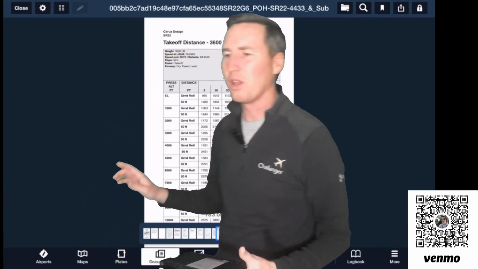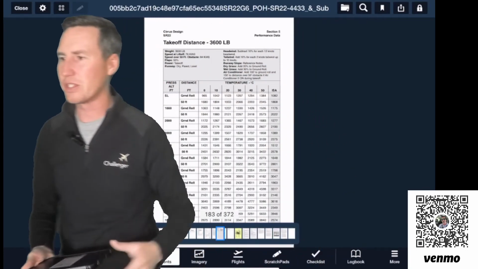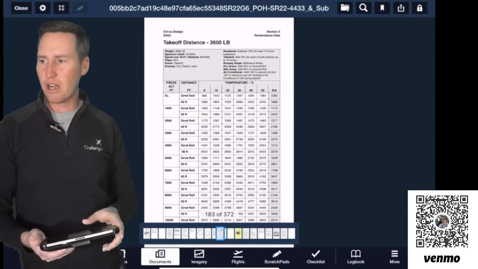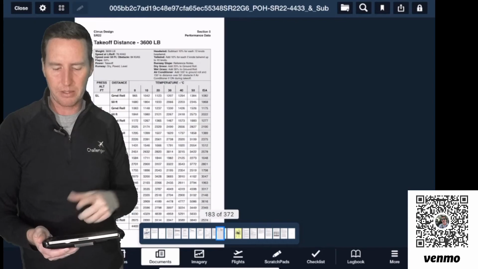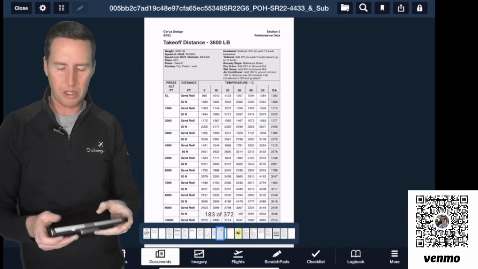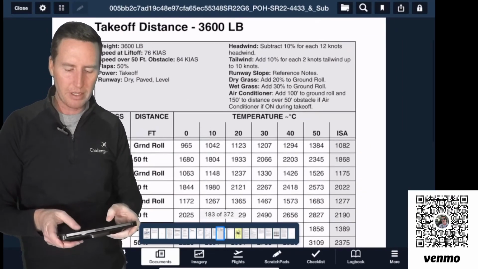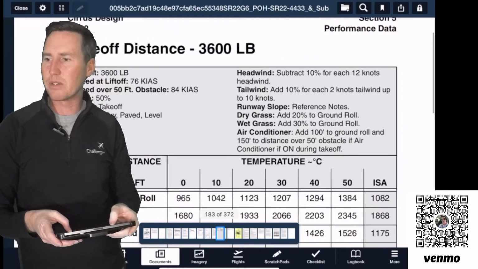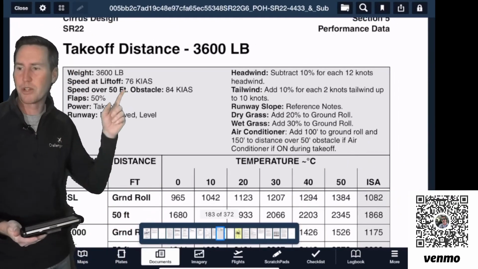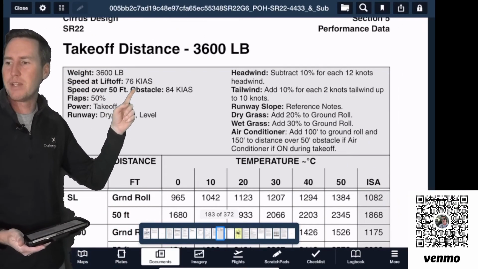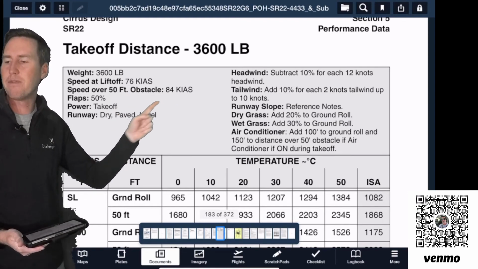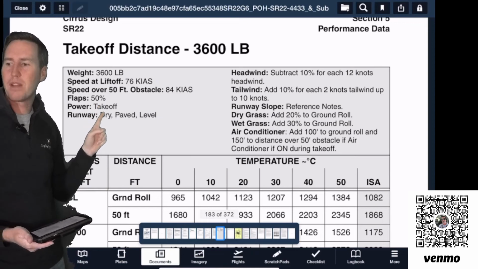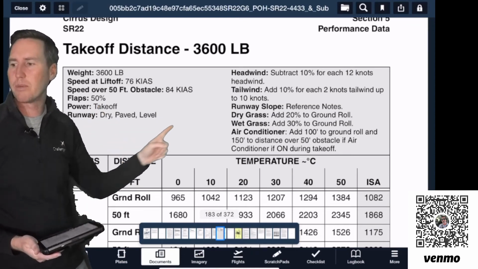All right. It's a whole lot easier than what we just did right there. So here's takeoff weight at 3,600, takeoff weight at 2,900. So you know your weights, or you could interpolate between the two. But look here, always read the notes, right? So there's your weight, speed at liftoff, that's your VR, rotation speed, speed at 50-foot obstacle, that's your VX, 84. You've got 50% flaps, takeoff, dry pave, level runway.